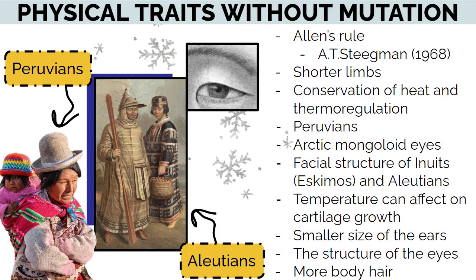This part of the presentation is going to look at how our founder population is going to evolve to survive better in the Arctic. So before I begin with my part of the presentation, I want to start by briefly talking about Allen's rule.